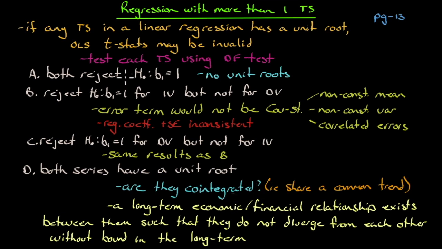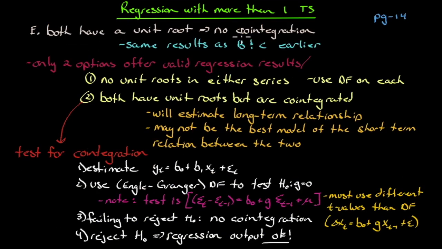So, either neither series has a unit root, we're good to go, or both series have a unit root, they are co-integrated, we're good to go. Anything else? We cannot move further. I've gone ahead and written at the top of the screen here, both have a unit root, no co-integration, same results as options B and C earlier, you cannot proceed further.